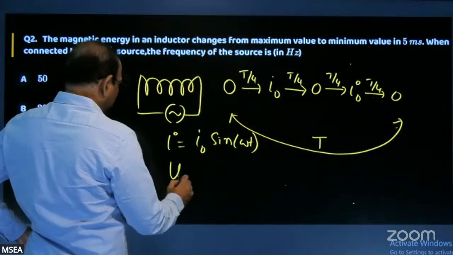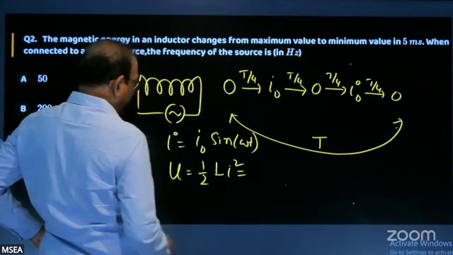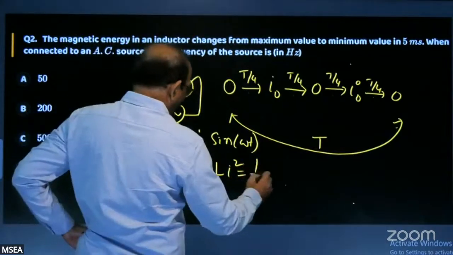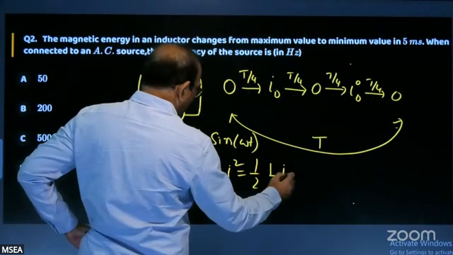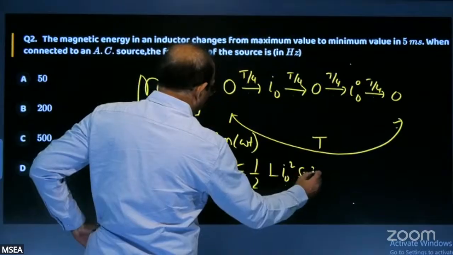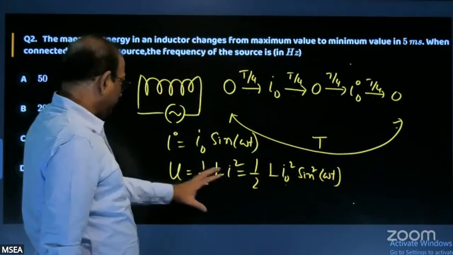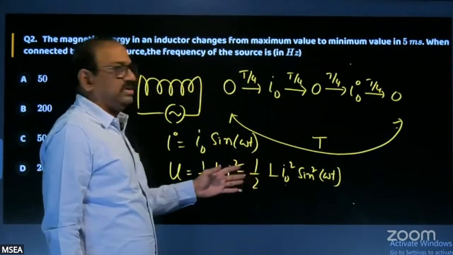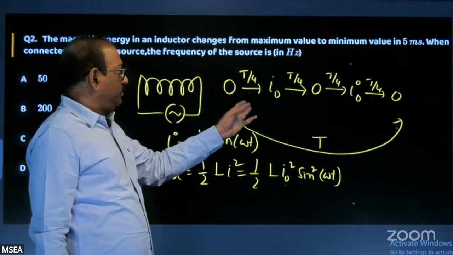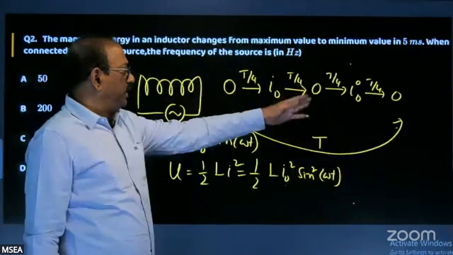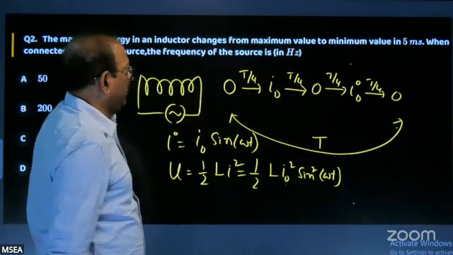Then what is the energy stored in an inductor formula? Half L i square, no? I'm writing the instantaneous energy now. Half L, i is this value. If I substitute that here, I will get half L I naught square sin square omega t. This is the expression for instantaneous energy. Now, when the current changes 0 to I naught to 0, then this energy also changes in a similar way.